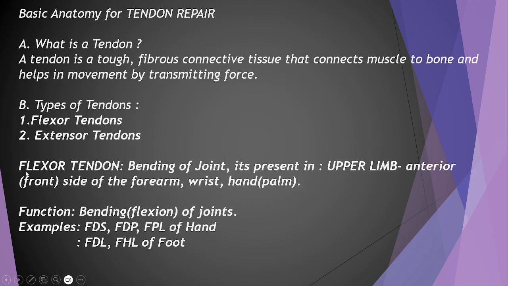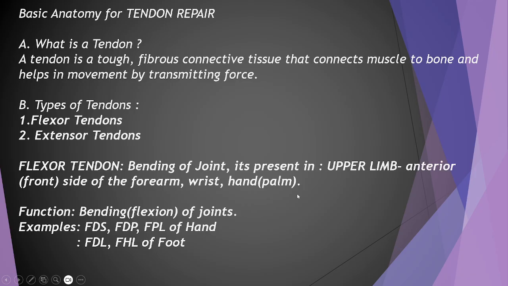So flexor means the front side of the hand, palm or forearm. As we see, the bending of the joint is present. If we open our hand and then close our palm, just close our fingers, what will happen? This activity is known as flexor, and this action, that is flexion, is due to tendon. So that's why it's known as flexor tendon.